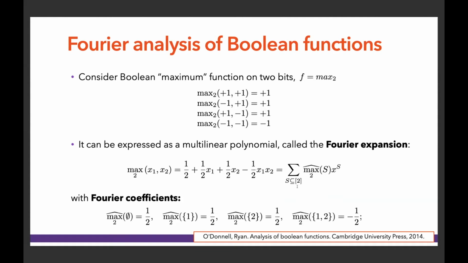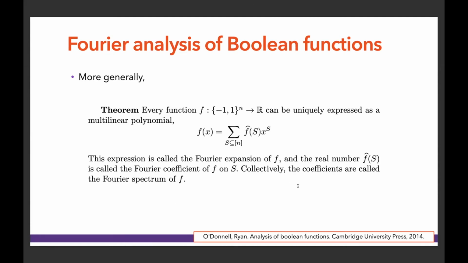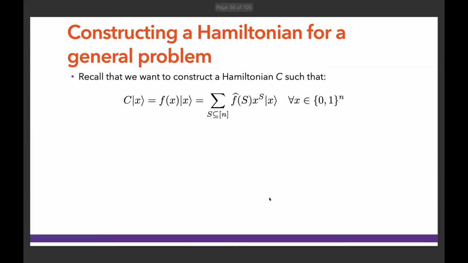And then this is written as a sum over s of the monomial corresponding to s and the value of the function on this s. This is the Fourier expansion of our Boolean function maximum. And the Fourier coefficients are given as follows. Now, since for every function defined on the Boolean cube, there exists a unique such Fourier expansion, then essentially we can use this unique Fourier expansion to construct the quantum Hamiltonian always.